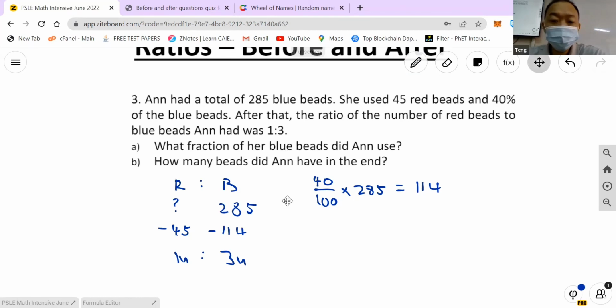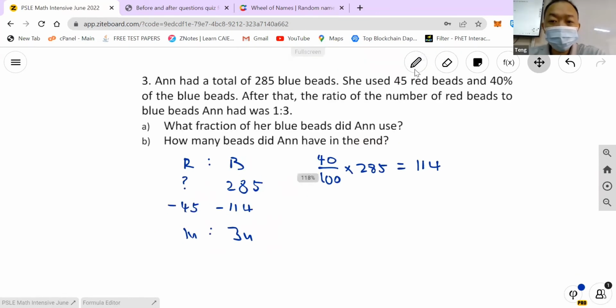So for part A, part A is only asking you what fraction of blue bits did Anne use, so we don't need the rest. Actually, you don't even need the 114, correct? Because she used 40% of the blue bits, so it's literally just 40 over 100, which is 2 over 5. Okay, it's 40 out of 100.